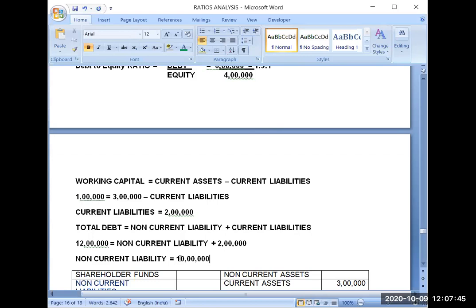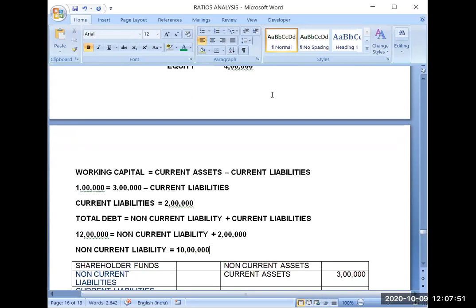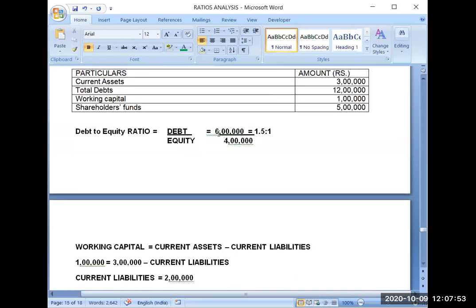So now I have found the non-current liability, meaning debt, and the shareholder fund is itself given. So now I can put the values. Debt is 10 lakh and equity is given as 5 lakh. So my debt equity ratio will be 2:1. My debt equity ratio is 2:1.